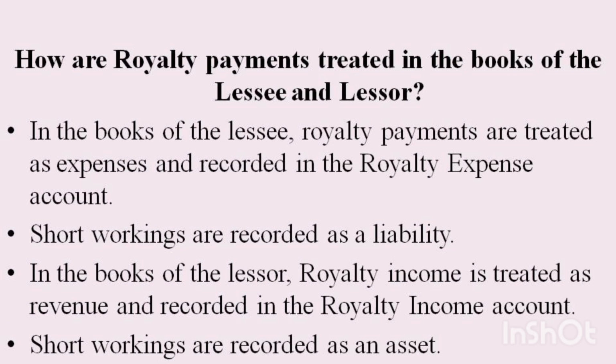How are royalty payments treated in the books of the lessee and lessor? In the books of the lessee, royalty payments are treated as expenses and recorded in the royalty expense account. Short workings are recorded as a liability. In the books of the lessor, royalty income is treated as revenue and recorded in the royalty income account. Short workings are recorded as an asset.